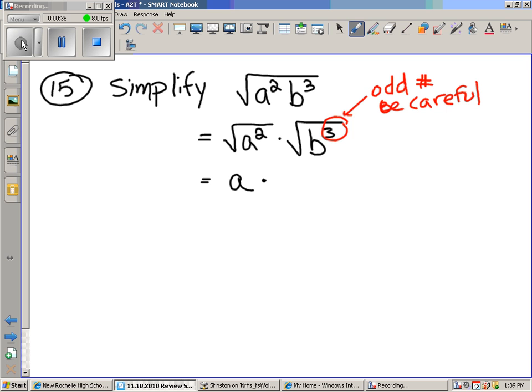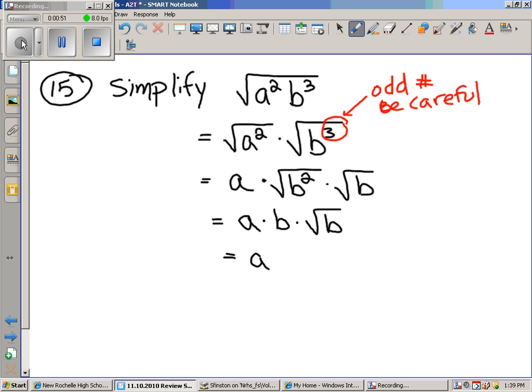Whenever there's an odd number, it gets split up into one lower. So that's the square root of b squared times b, because b squared times b is b to the third. B squared is a perfect square, so that's just going to be a times b times radical b. And the final answer is just ab radical b.